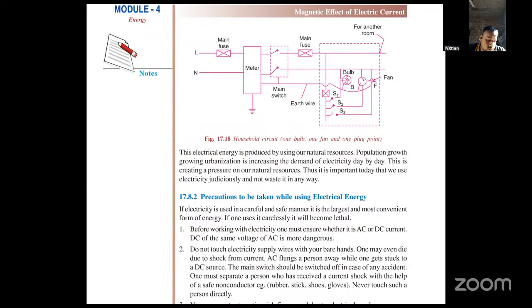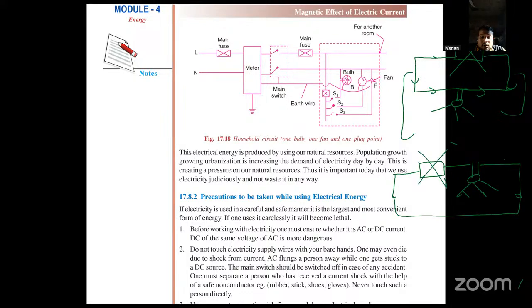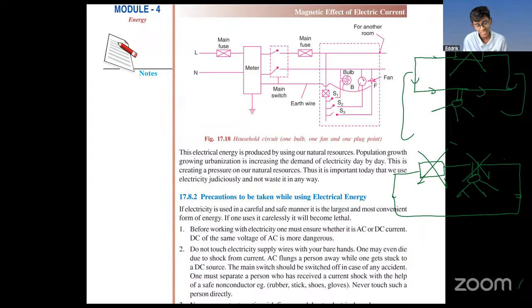Why? Because in our house, all the appliances are connected in parallel. Listen. For example, this is the tube light, and this is the fan. Now, don't laugh at my drawing, please. If the tube light is not working and gets destroyed, still the fan will work, because it's a parallel combination. If it is a series combination like this, then if the tube light is not working, the fan will also not work, because the circuit will break.